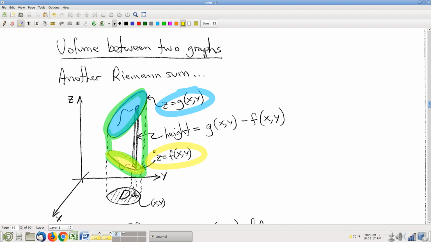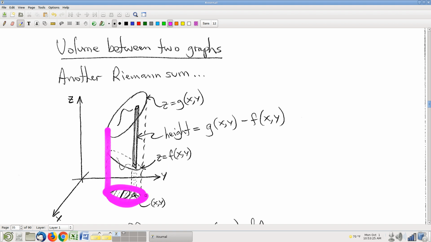Now, here's a way you could do it, and there's nothing really wrong with this, but I have a preference to not think about it this way. You could think about it as, well, let's compute that volume and then subtract that volume. Right? If you take the purple volume minus the green volume, you would indeed get this yellow volume.